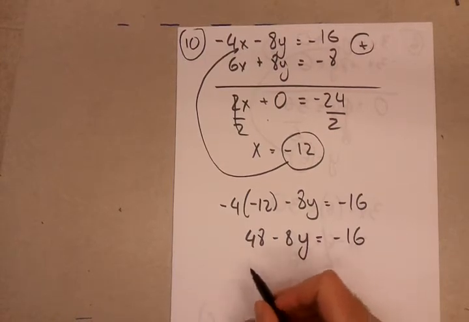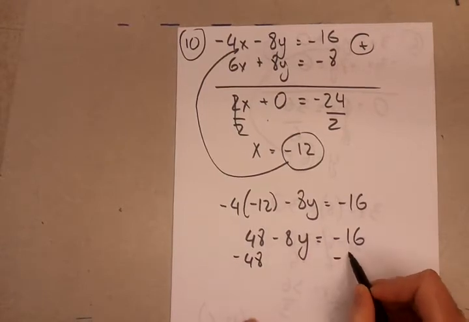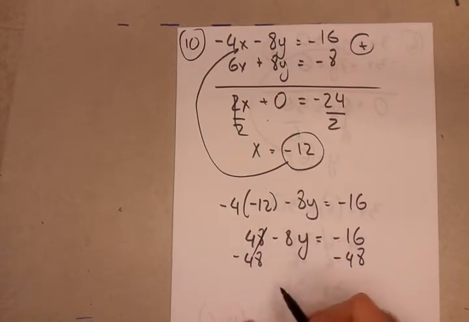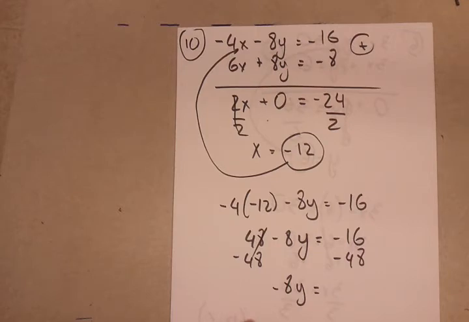Then to get rid of the positive 48, we're going to subtract 48 from both sides. It simplifies to 1, so negative 8y is going to equal negative 16 minus 48, and it's still going to be a negative number, so you're essentially adding two negative values, and that's going to be negative 64, if my mental math is correct. And then you are going to divide both sides by negative 8 to get rid of that negative 8, and since it's being multiplied, you do the opposite.